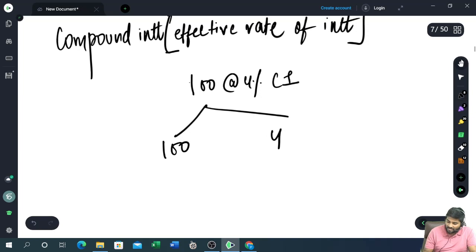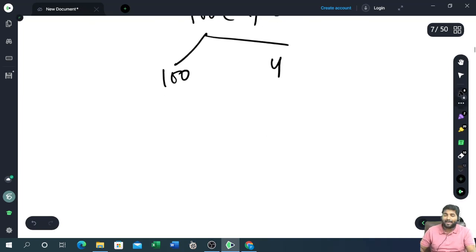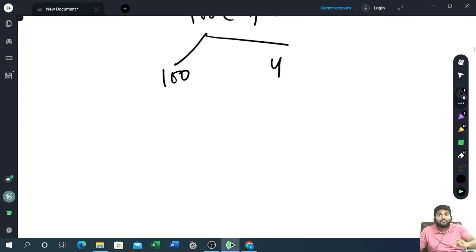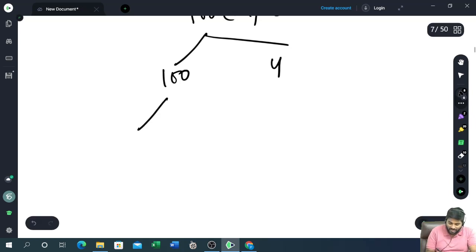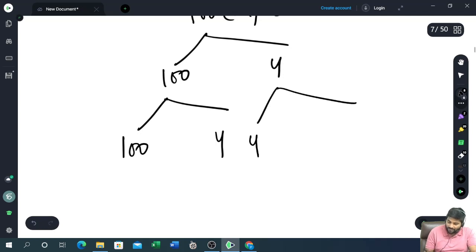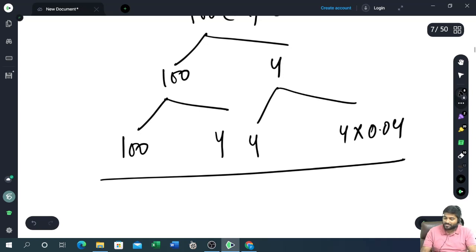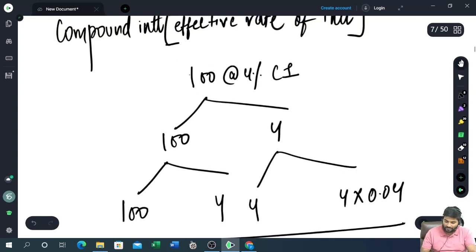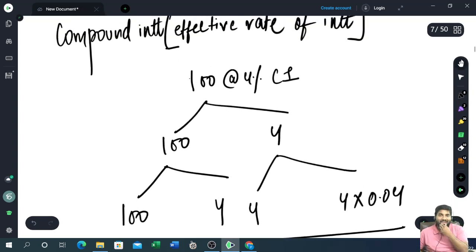this is after the first year. Now, what will happen? Kangan Verma, now what will happen? Interest will be charged on the interest amount as well. So, there is compounding of interest. So, this 100 will be 104 and this 4 will be 4 and 4 into 0.04. So, there is compounding of interest. If the interest is charged on the interest amount as well, then it is compound interest.